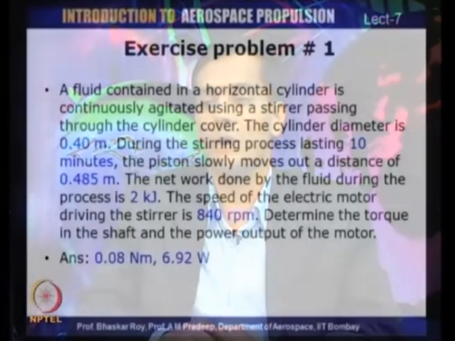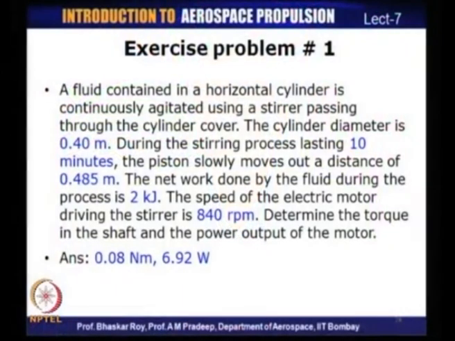So, the first exercise problem which I have for you is on a fluid contained in a horizontal cylinder, which is continuously agitated using a stirrer passing through the cylinder cover. The cylinder diameter is 0.4 meters. During the stirring process, which lasts for 10 minutes, the piston slowly moves out a distance of 0.485 meters. The net work done by the fluid during the process is 2 kilojoules. The speed of the electric motor driving the stirrer is 840 rpm. Determine the torque in the shaft and the power output of the motor.